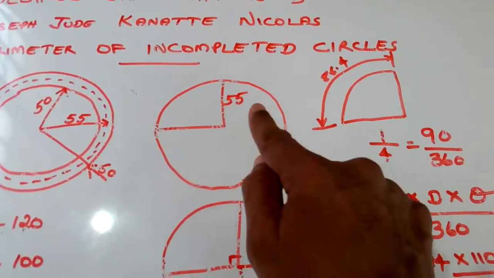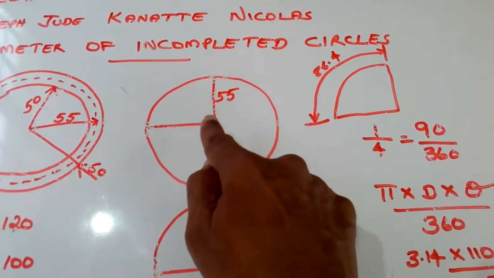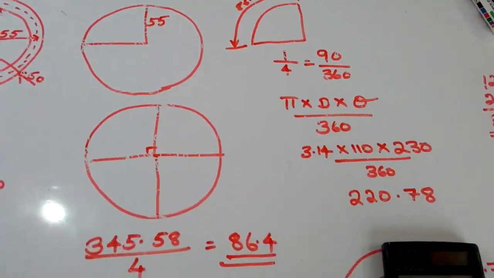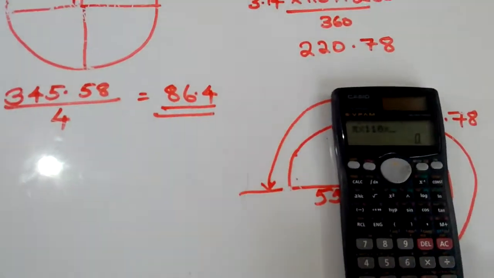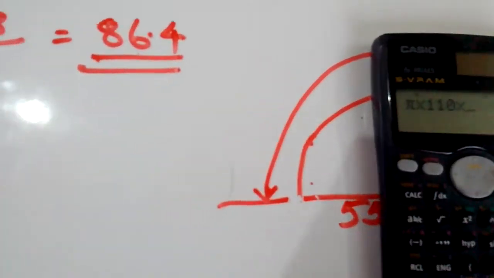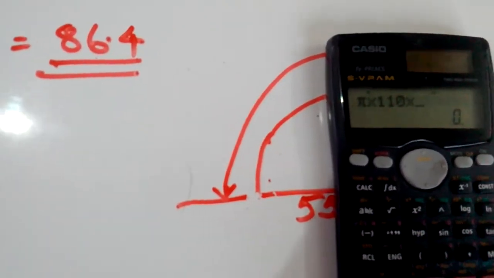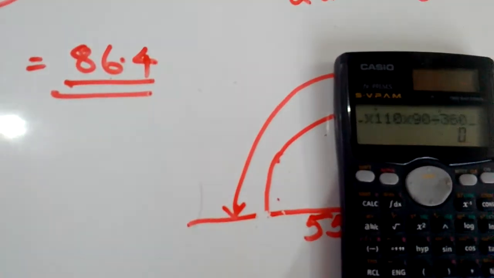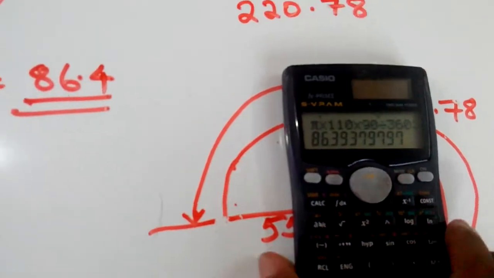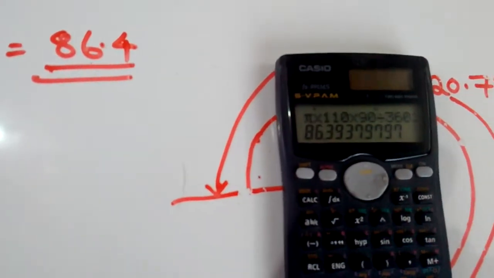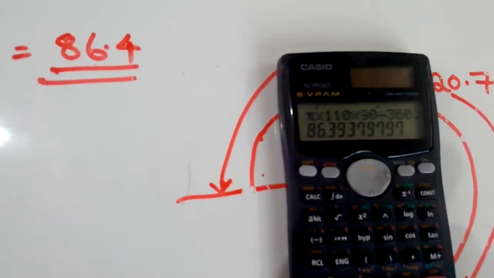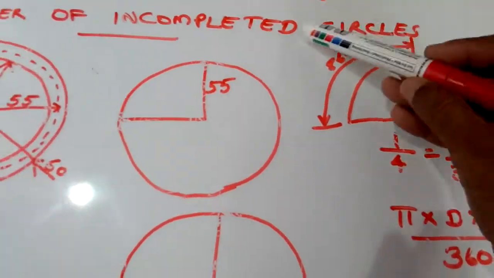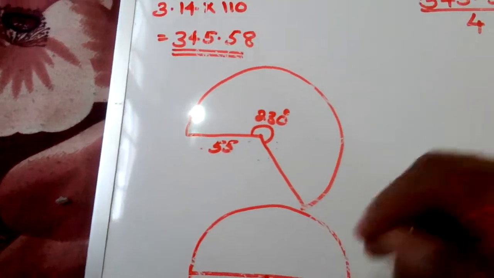Instead of 230 we have to add the measurement 90 degree. Pi d into 90 by 360. I have written pi d into 90 divided by 360, which is equal to the same. We have got the measurement 86.4. That is correct. Now we can come to this 230 degree.